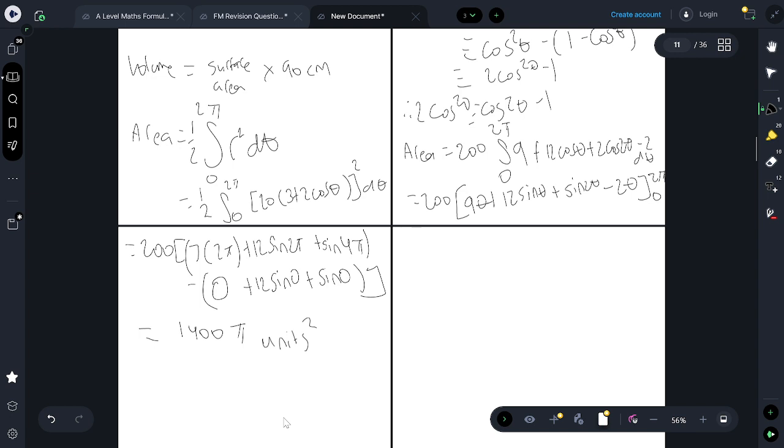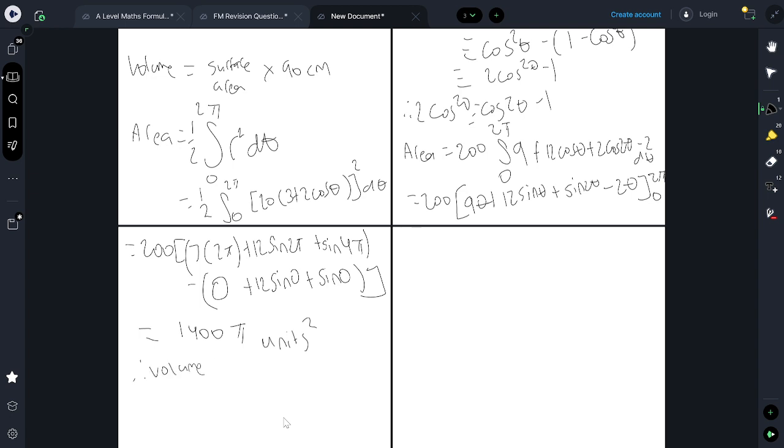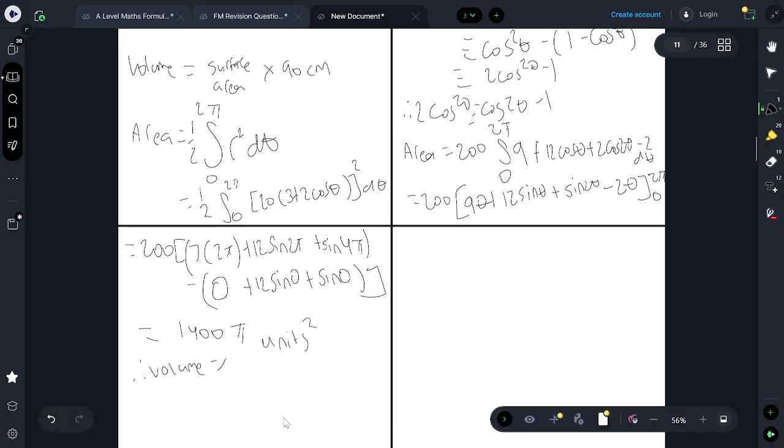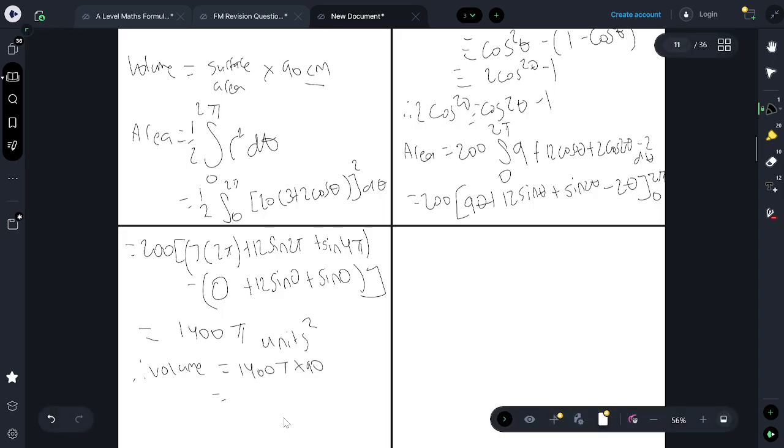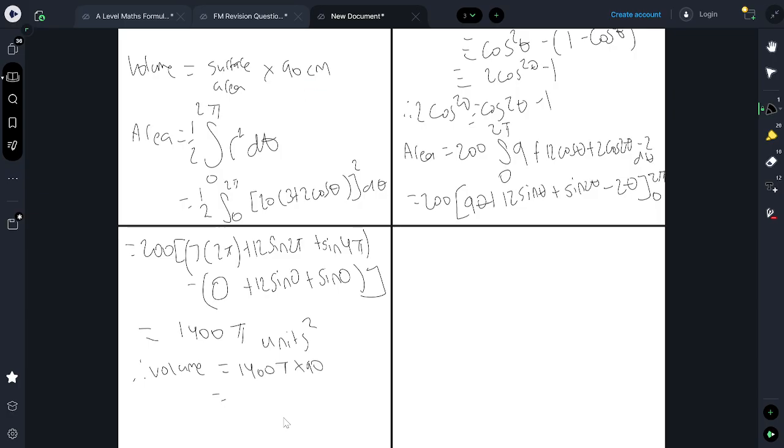So then the volume would be, if you remember, how much water goes in, that'd be the volume. So that's surface area. 1400 pi times 90. And we're going to have to make the unit centimeters squared here because this is in centimeters. So we have to match, right? So centimeters squared. That's going to be 126,000 pi centimeters cubed because it's volume.